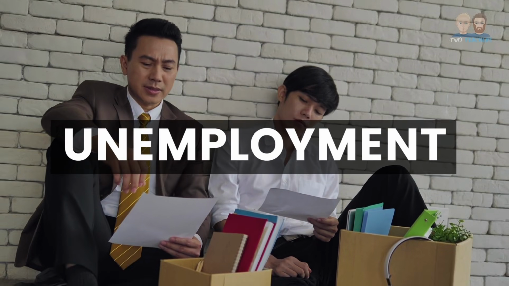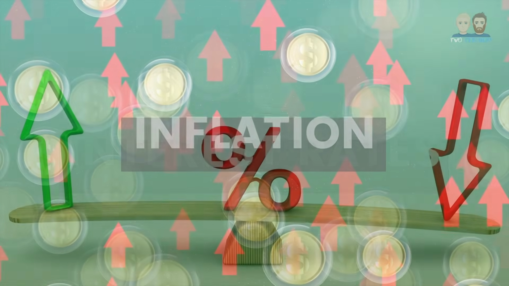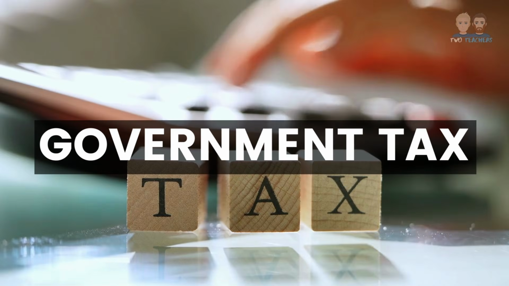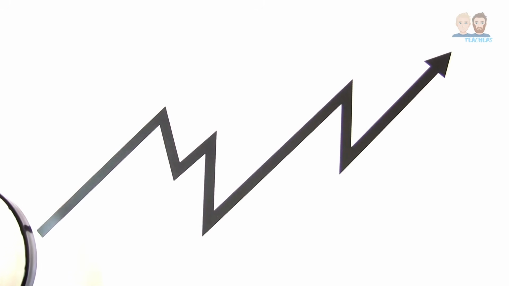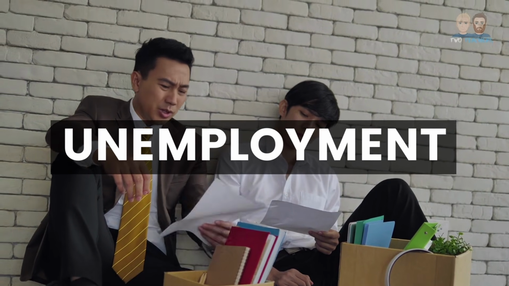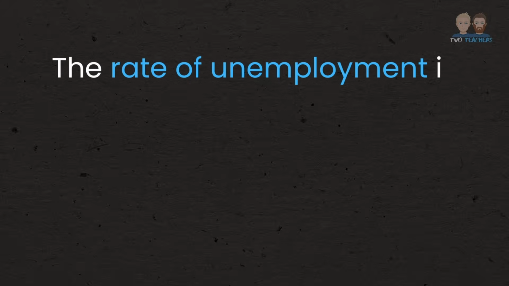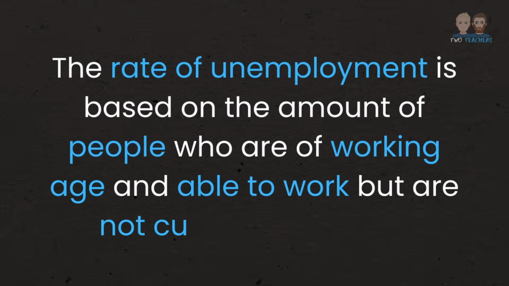These are unemployment, changing levels of consumer income, inflation, changes in interest rates, government taxation, and changes in exchange rates. Let's take a look at each one of these with some supporting examples. First up, it's unemployment. The rate of unemployment is based on the amount of people who are of working age and able to work but are not currently working.